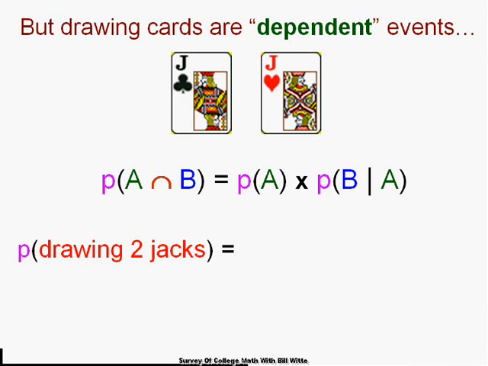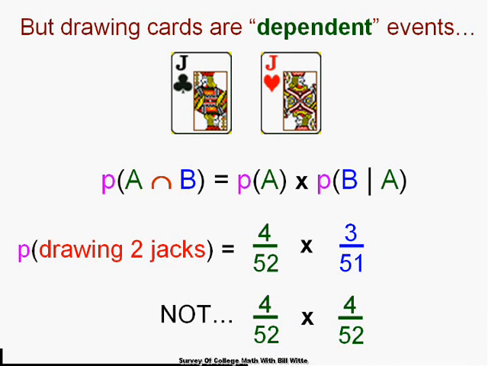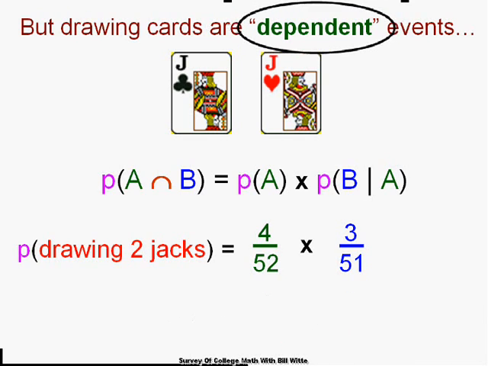So the probability of actually drawing 2 jacks is 4 out of 52, times 3 out of 51, assuming we picked a jack out of our sample space. Considering that we picked a jack first, the number of jacks will be lowered and the number of cards will be lowered. So everything changes. It's not 4 over 52 times 4 over 52, because they are dependent events. I should say they're not independent events. So consequently, they are dependent events.